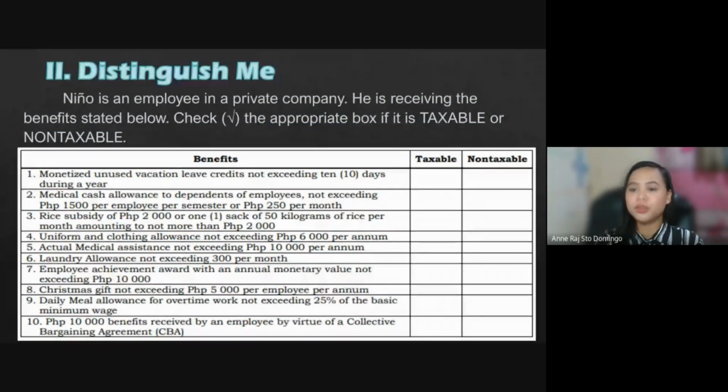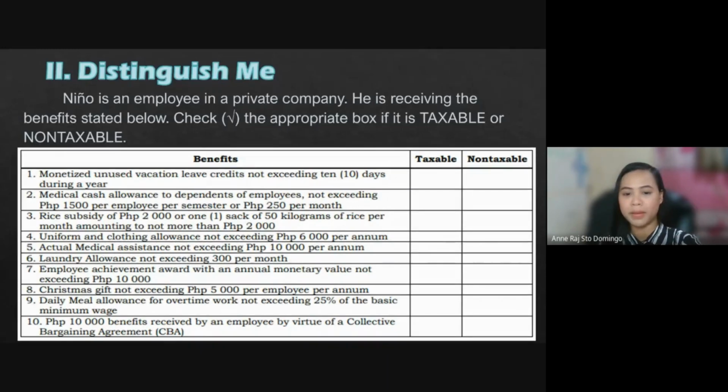According to Ronald, also Micah, Junabel, Geraldine, Eliza, okay, this is very good, non-taxable. Very good class, because it does not exceed 10 days. But if it says here that it exceeded 10 days, that is taxable.